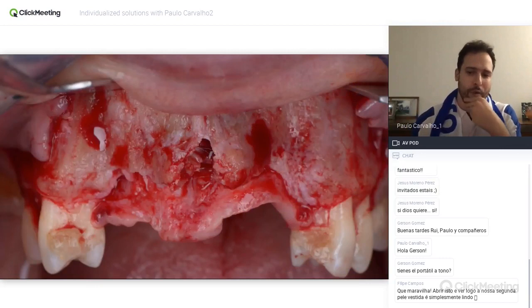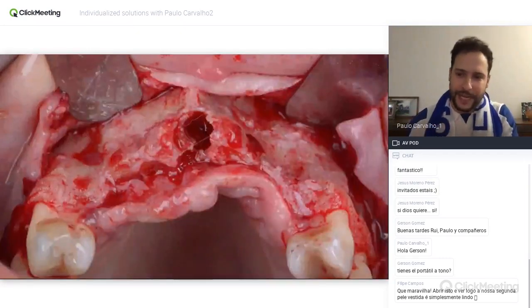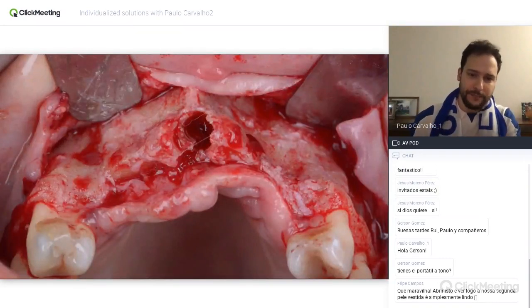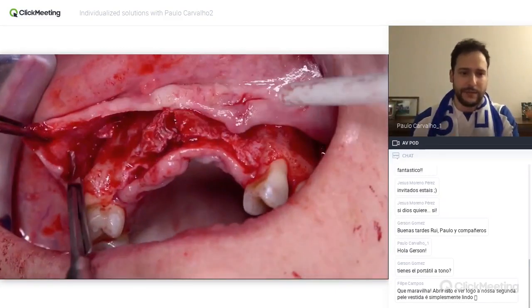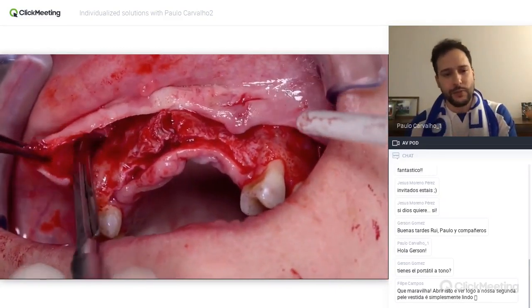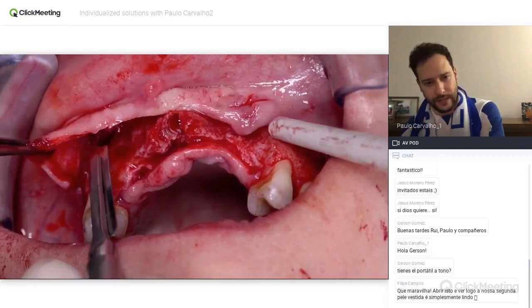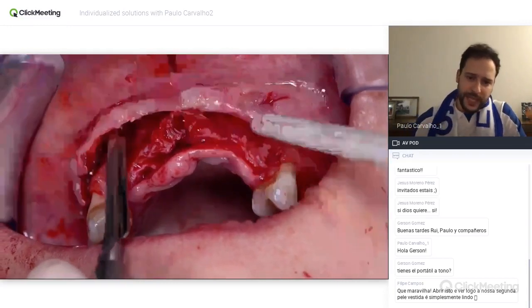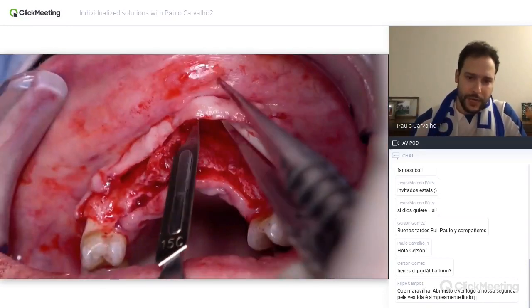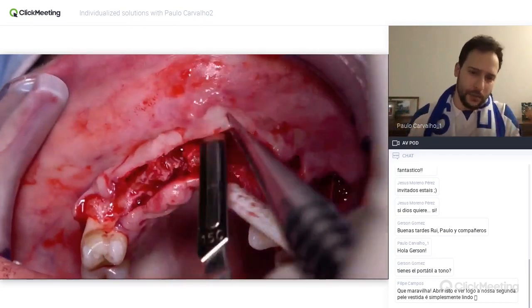Okay, so we have all things together, and by 3D printing, we can print an individualized titanium mesh that is going to produce a perfect scaffold for these defects. Of course, it will allow me to save a huge amount of time.